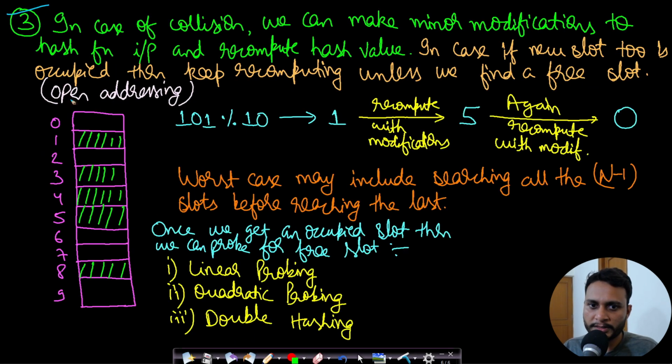Now the third technique is by using open addressing. In case of collision, we can make minor modifications to the hash function input and recompute the hash value. So in case the new slot is occupied, then keep recomputing until we find a free slot. So how is it actually working?